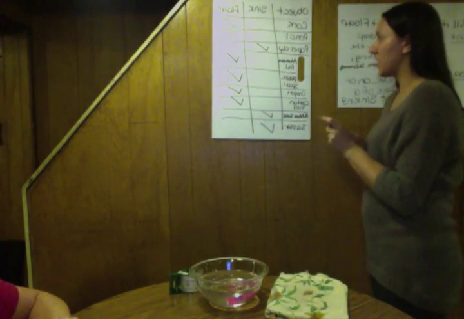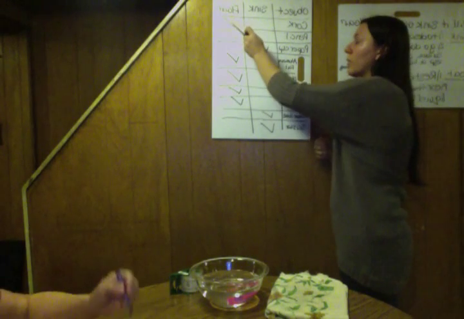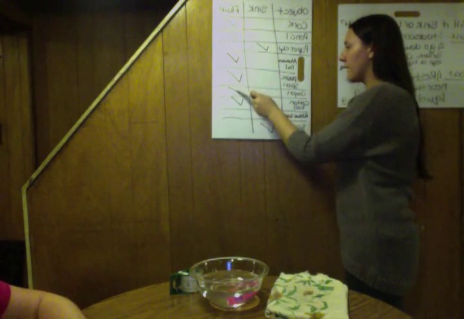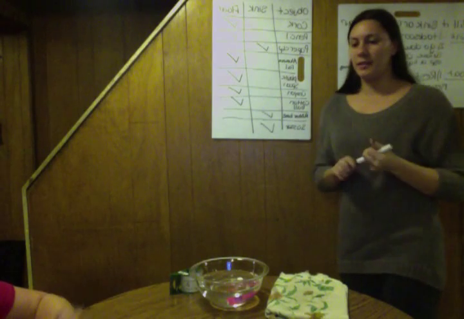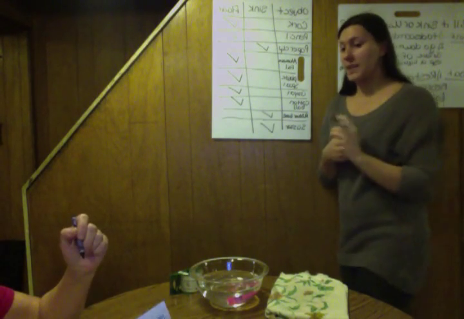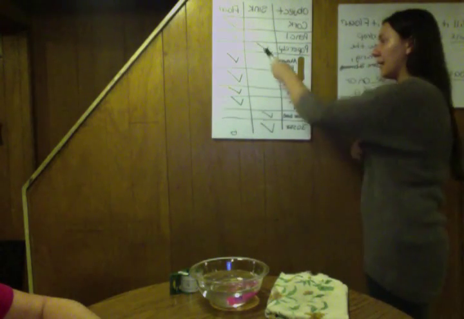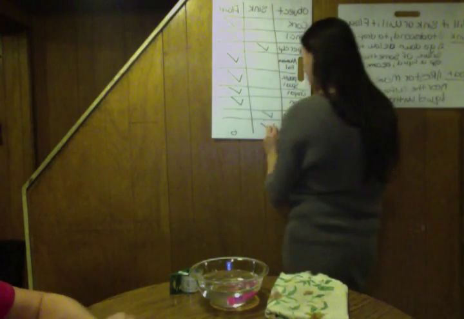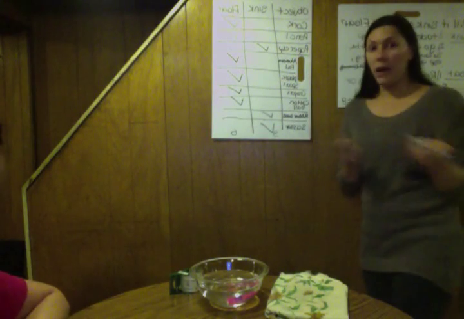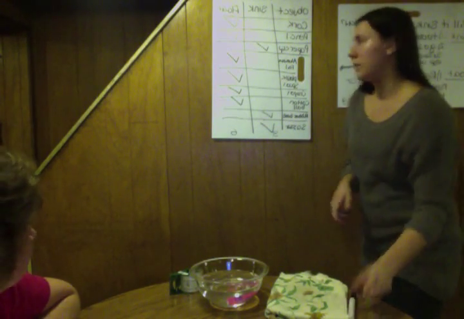So most of the objects float. Let's count up how many we have. We have 1, 2, 3, 4, 5, 6 objects that float. And then for the sink objects, we have 1, 2, 3. Not many sink. So we had more objects that floated.